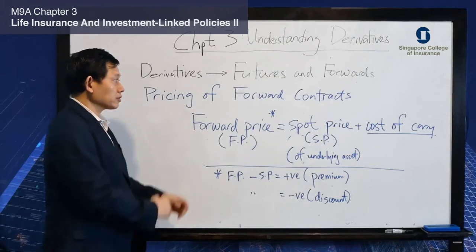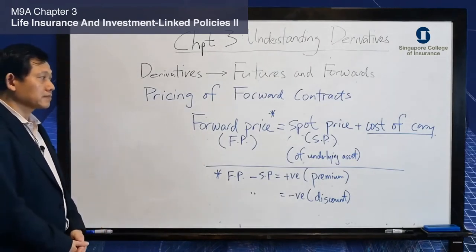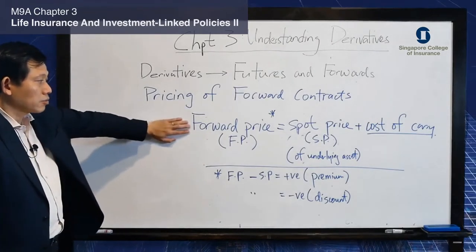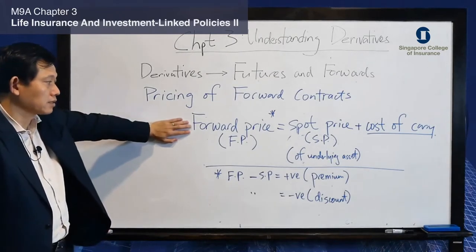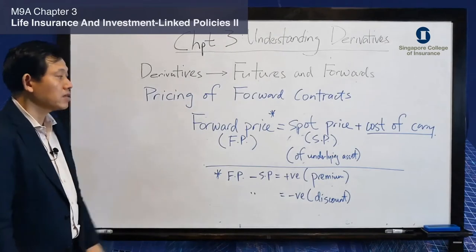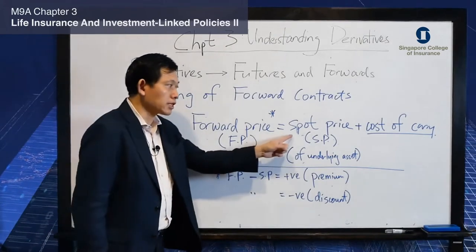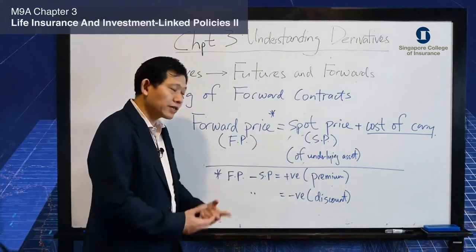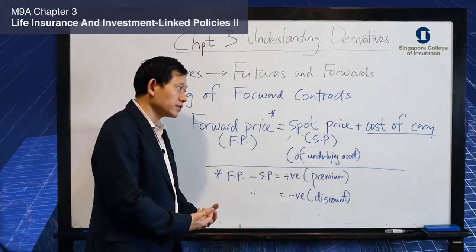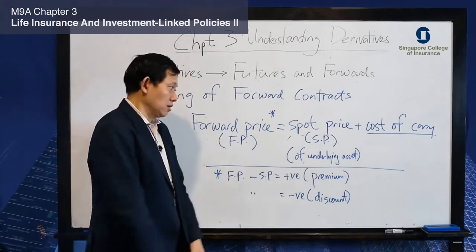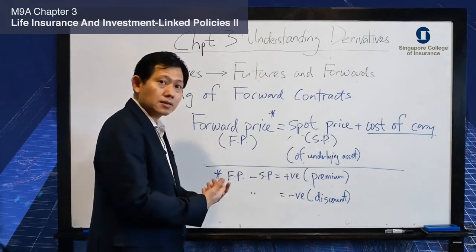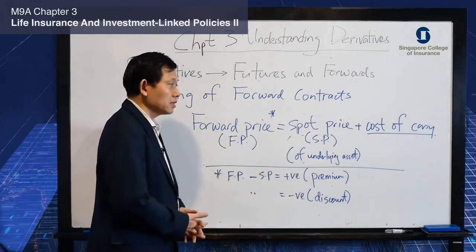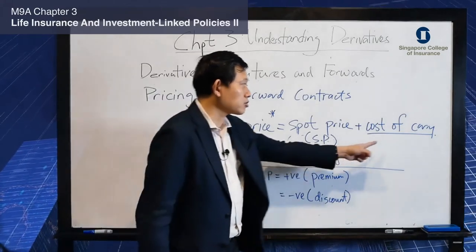Okay, let's talk about the pricing of a forward contract. We have this term called the forward price. Let's term it as FP. It equals the spot price of the underlying asset. For instance, the spot price of the underlying asset called gold, or coffee bean, or soya bean, or a financial index, plus the cost of carry.